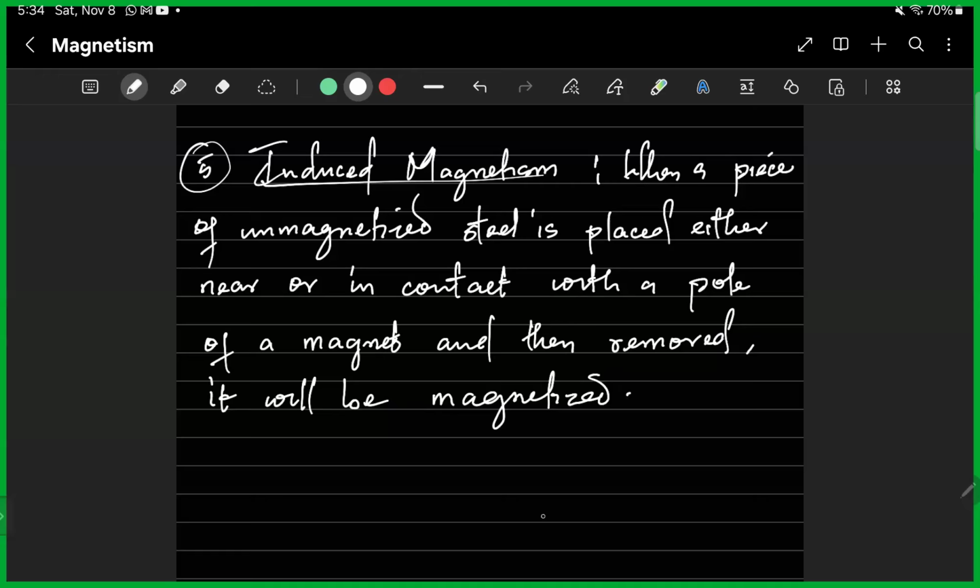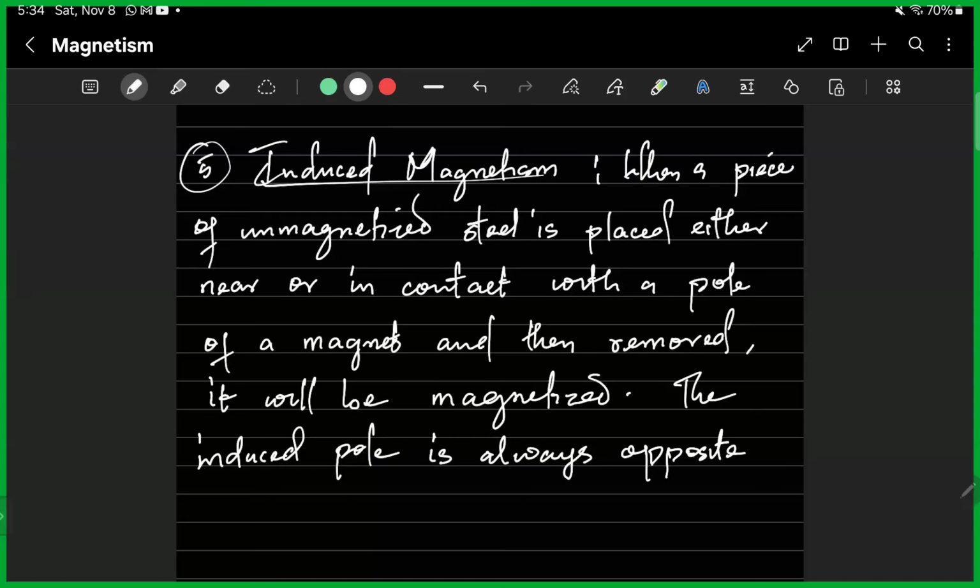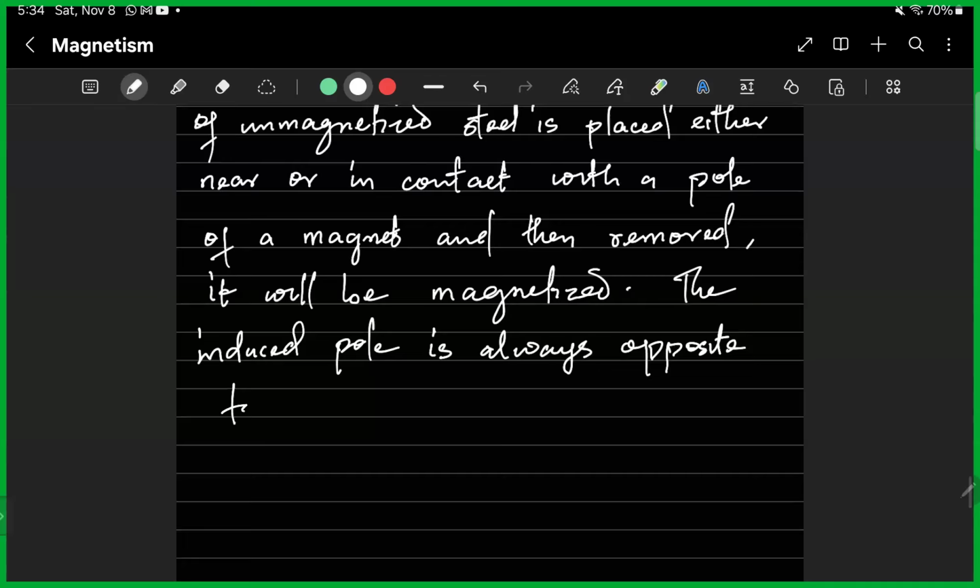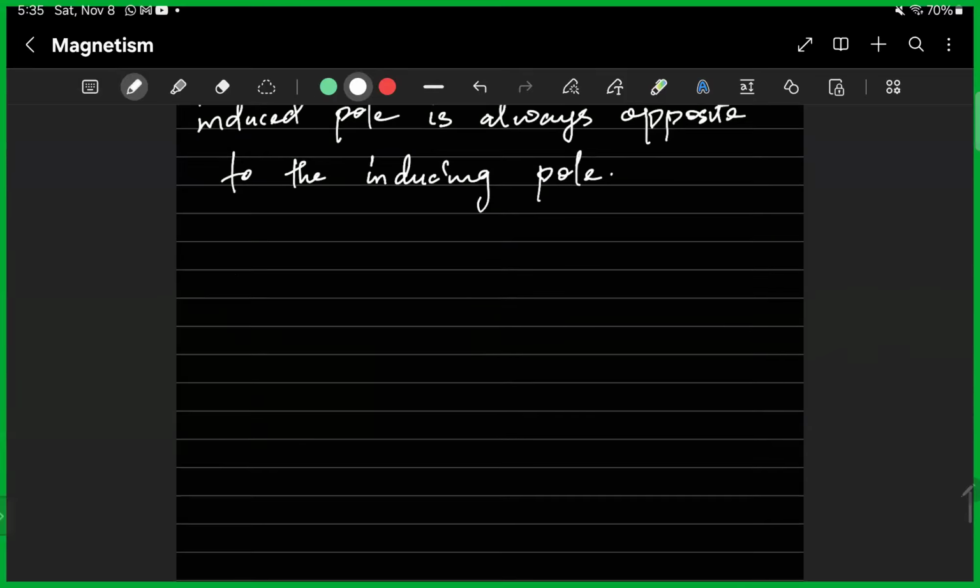So this process is called induced magnetism. The idea is that the induced pole is always opposite to the inducing pole. So whatever is responsible for causing the induction at that point, that induced pole will take the opposite sign. So let's go straight into what the magnetization is.